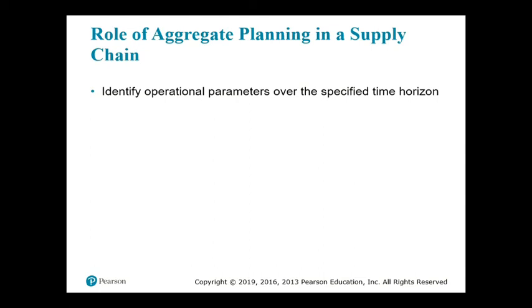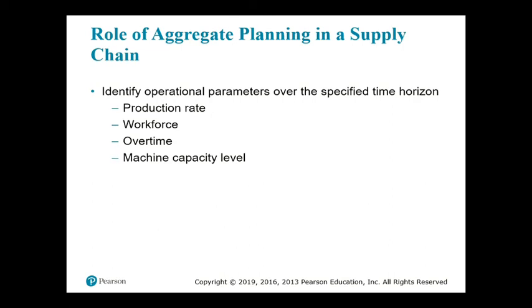Now, in the specified time horizon, we need to specify operational parameters that are identified as factors to help us set the aggregate plan. One is the production rate, so how fast we can produce, and the workforce level, so how many workers or units of labor capacity are required. Overtime amount, so how much work is to be conducted using overtime versus regular time. Machine capacity level, the number of units of machine capacity needed to complete the aggregate plan. Subcontracting, do we need to subcontract actual capacity in order to fulfill this aggregate plan?